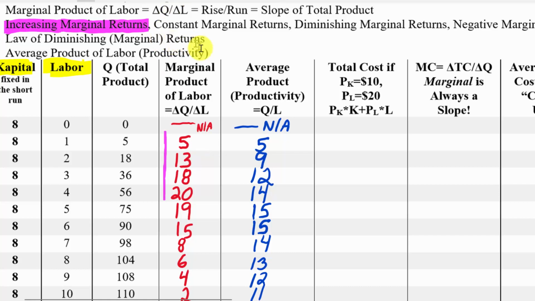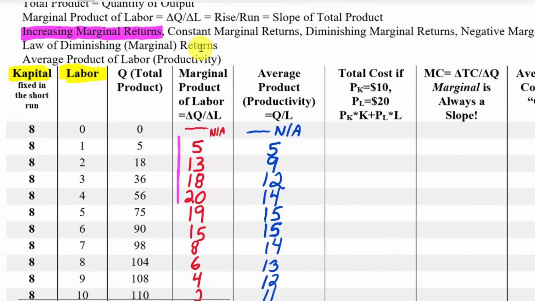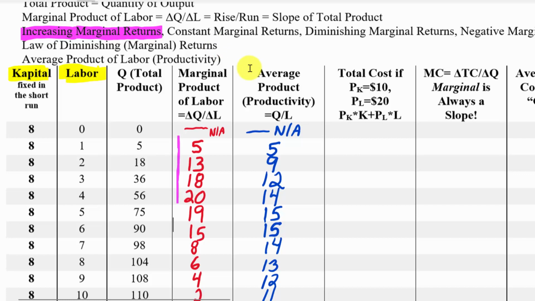Now we don't have a case in this table where we have constant marginal returns, but if we did, what that would mean is there would be at least a part of this table where we're adding more workers and we're always getting the same amount of additional output.